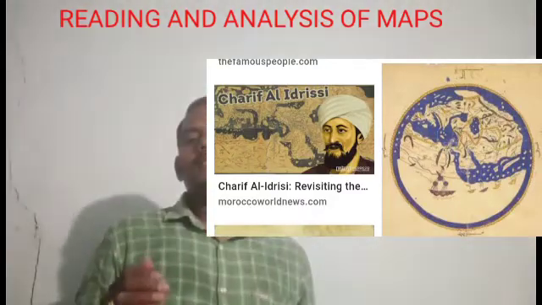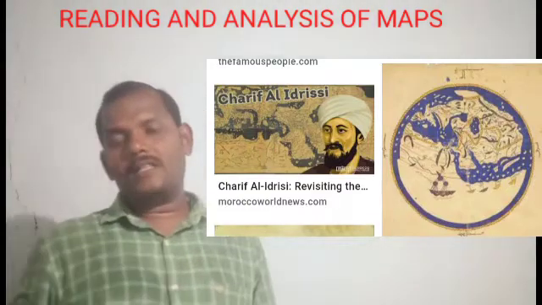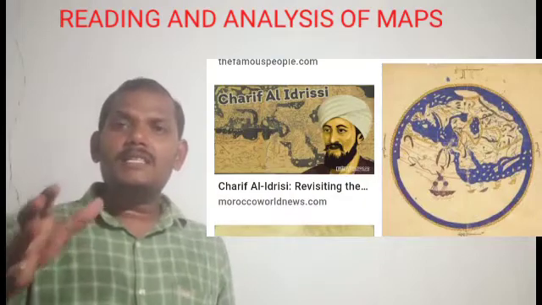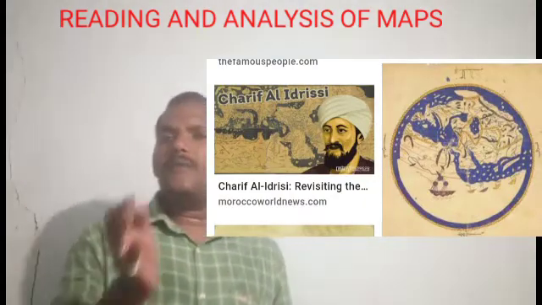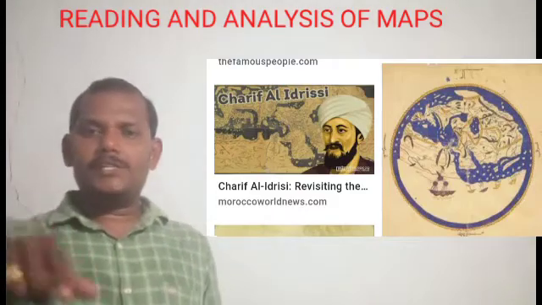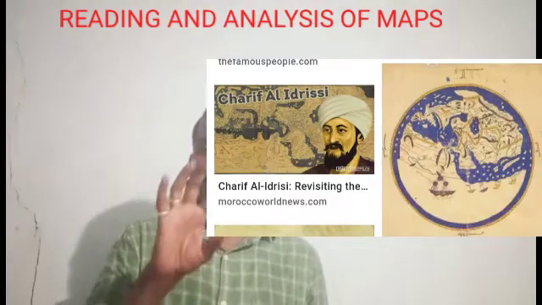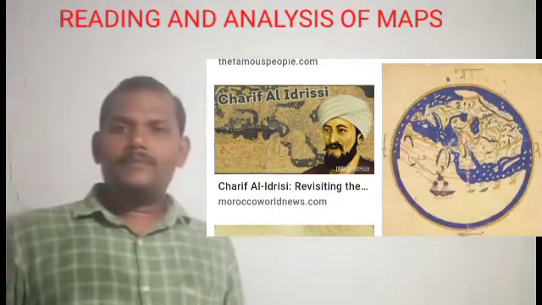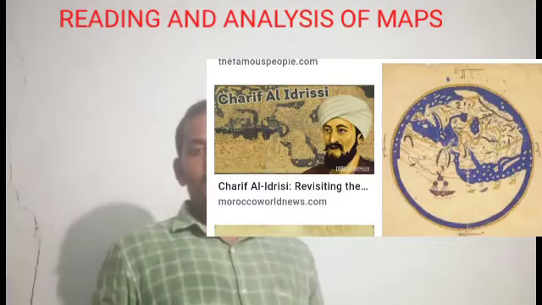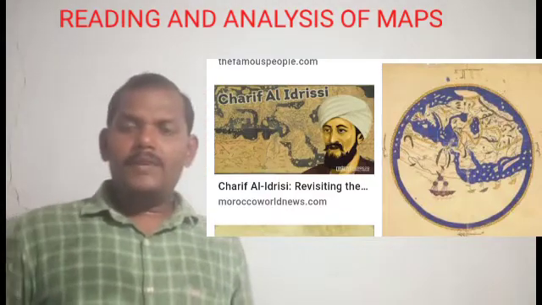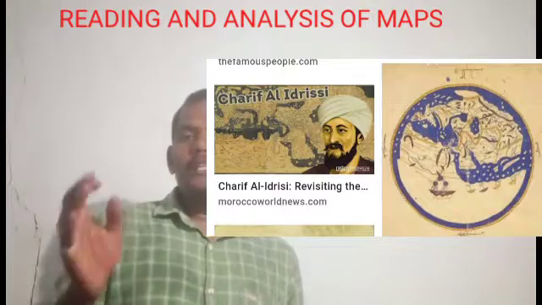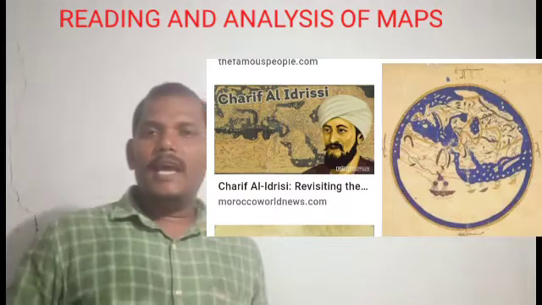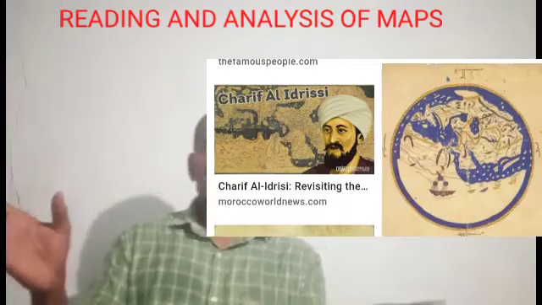And another one, Northern Africa he showed in the map. And which areas did he not show in the map? South Africa and Southeast Asia are not shown in the map. Remember everyone, complete Eurasia and North Africa he showed in the map. Which areas are not shown? He didn't show South Africa and Southeast Asia. Okay.